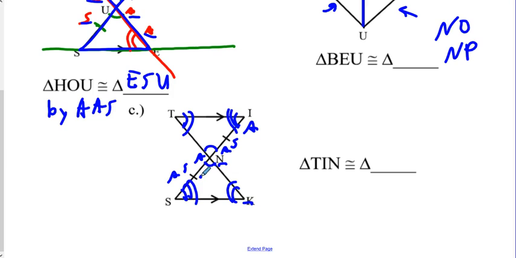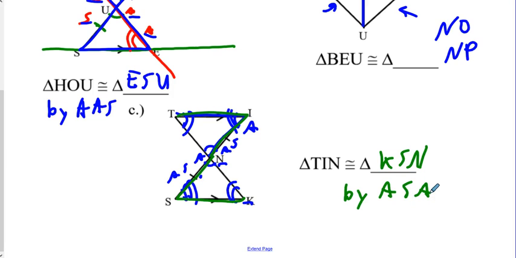We could prove it two different ways. Now let's look at tin, T-I-N. Okay, starting at 2, going to 3, then to 1. So KSN. But we can say by ASA, and we can also say by AAS. So there are choices there. And that's it.